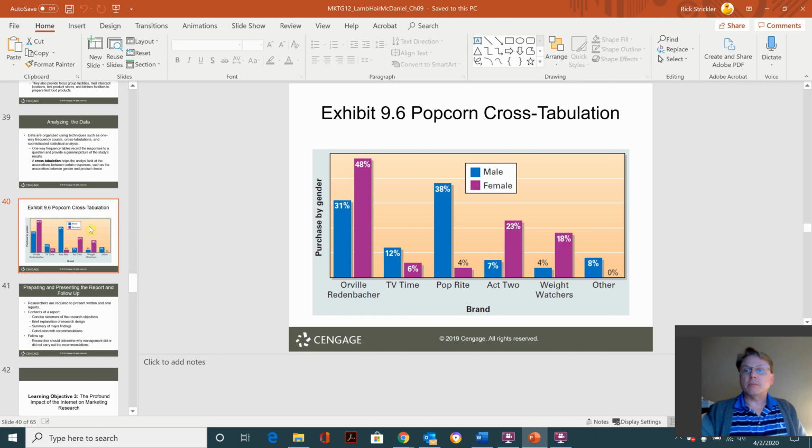Popcorn cross-tabulation of gender. So Orville Redenbacher, 48% of females like Orville Redenbacher, 31% of males do. And then TV time is 6 and 12. Pop rate is 4 and 38. Act 2, 23 and 7. Weight Watchers is 18 and 4. And then others, females do not like others.